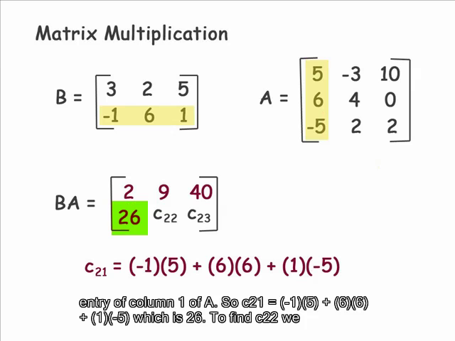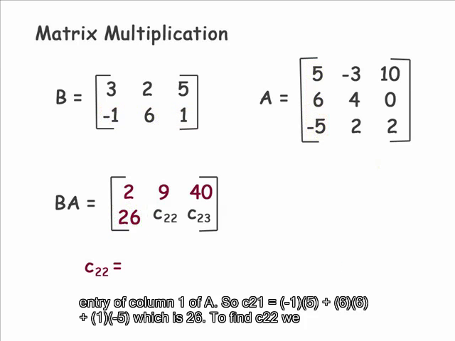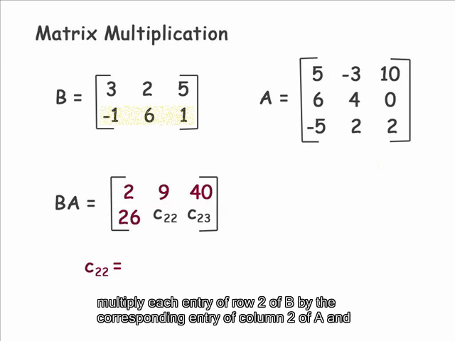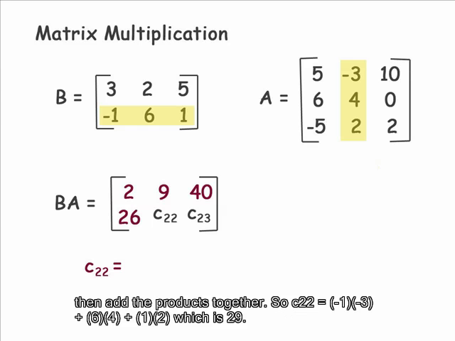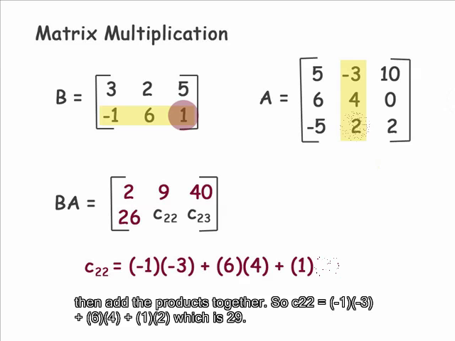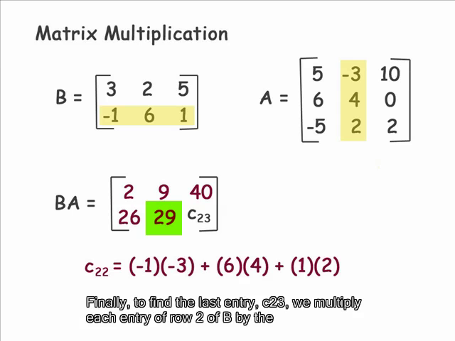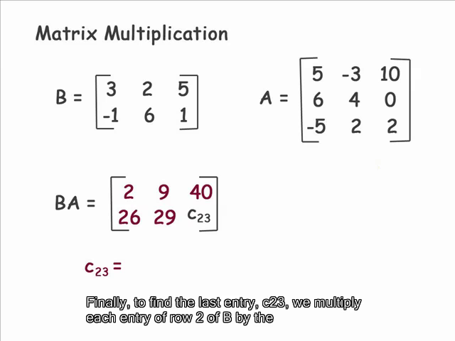To find C sub 2,2, we multiply each entry of row 2 of B by the corresponding entry of column 2 of A, and then add the products together. So C sub 2,2 is equal to -1 times -3 plus 6 times 4 plus 1 times 2, which is 29.